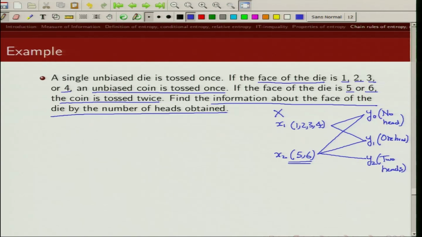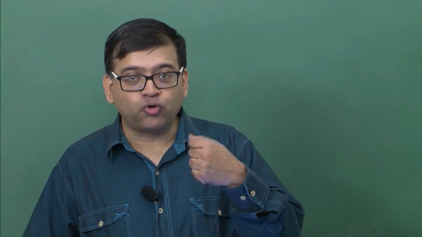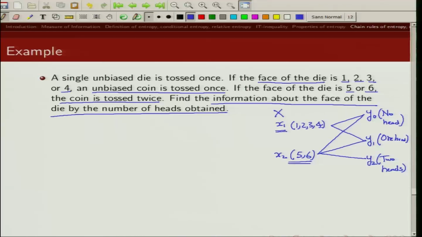Okay. Now since this dice is a fair dice and this coin is also a fair coin, this will happen with probability 2/3 and this will happen with probability 1/3. So given that I get x1, the probability of getting y0, which is no head, is half, because my coin is a fair coin, and the probability of getting one head is also half.